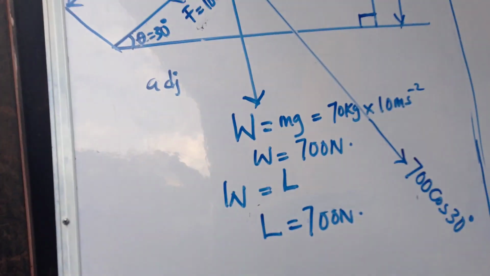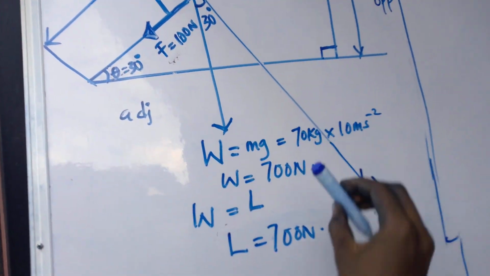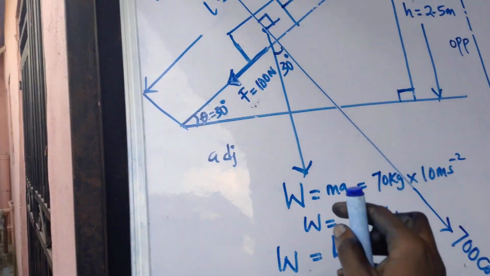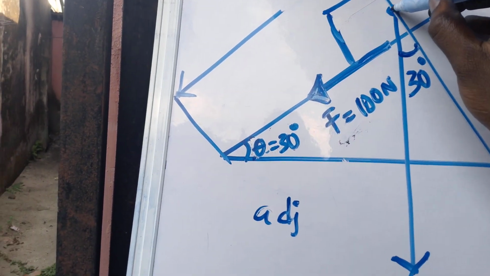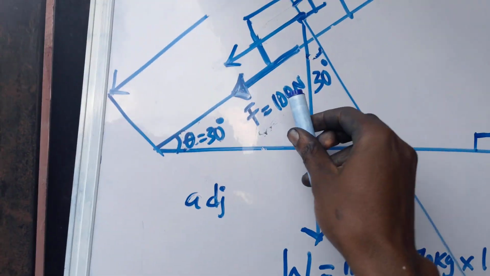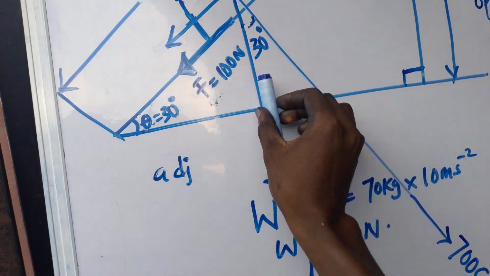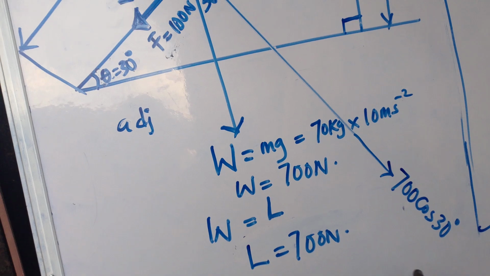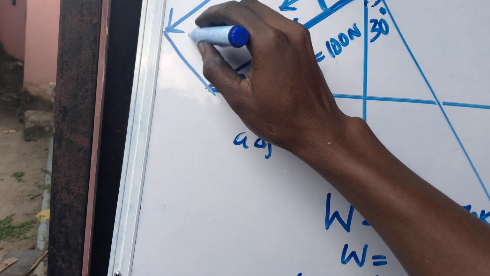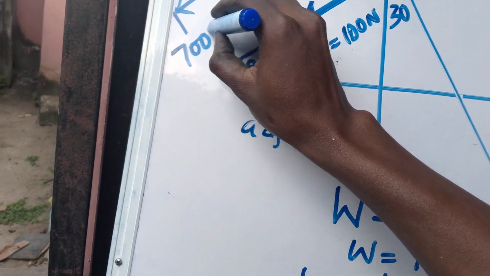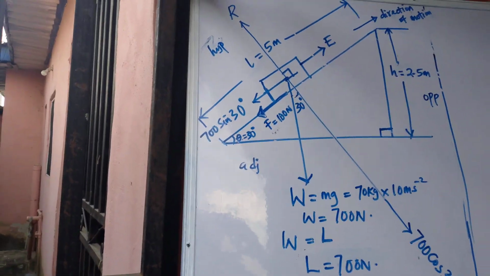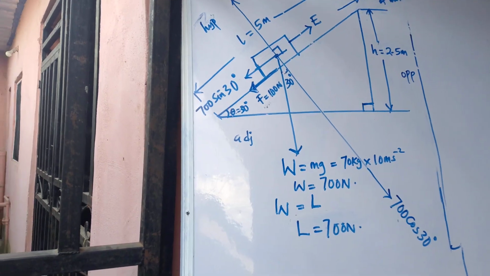When I resolve this one this way, perpendicular to the plane, I have 700 cos 30. Then I resolve it parallel to the plane as well. If I resolve the weight perpendicular to the plane, I will have this. Resolving the weight parallel to the plane, I'll have 700 sine 30 degrees.